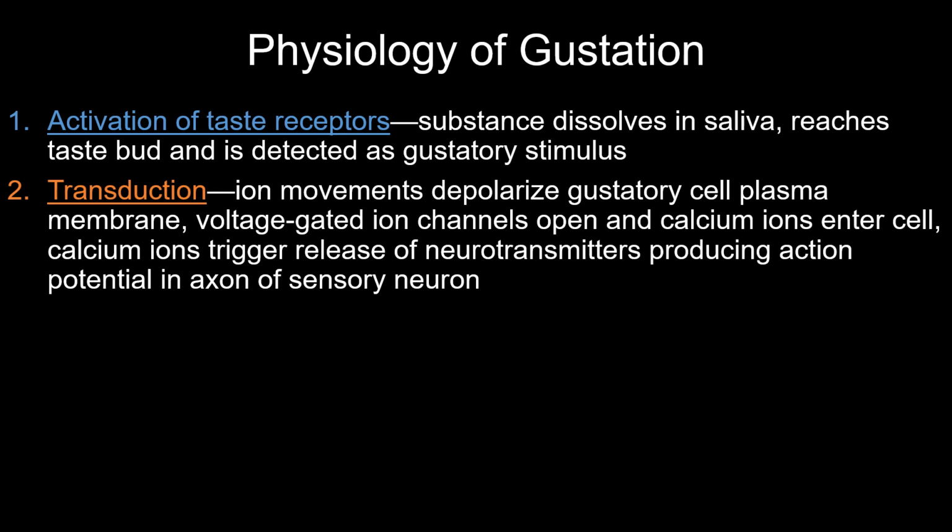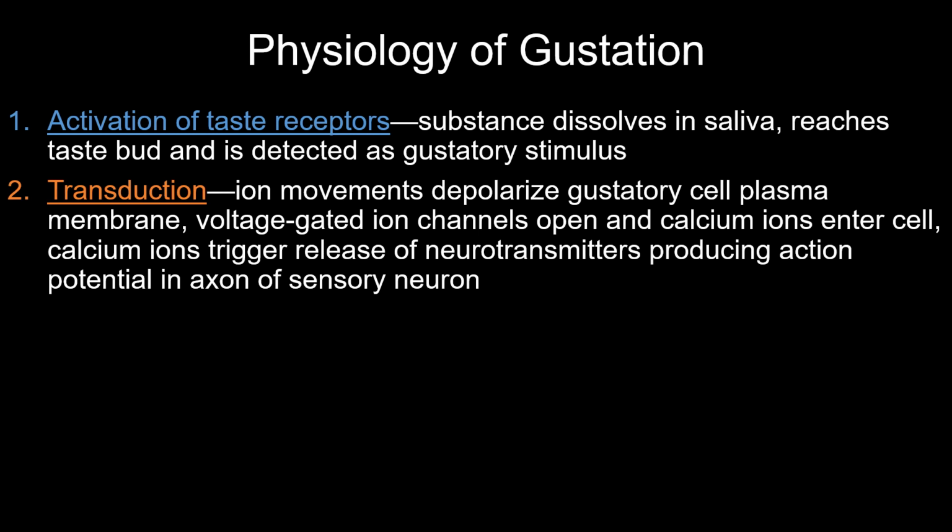Now, when the taste stimulus does reach a gustatory cell, it has to be transduced into an electrical signal, and this is going to happen in 3 steps, essentially. First, changes in ion movements are going to depolarize that gustatory cell's plasma membrane. Different ion movements occur depending on which taste is being sensed. Sodium ions in salty foods and hydrogen ions in sour foods are going to go directly through their ion channel receptors and work to depolarize the cell.